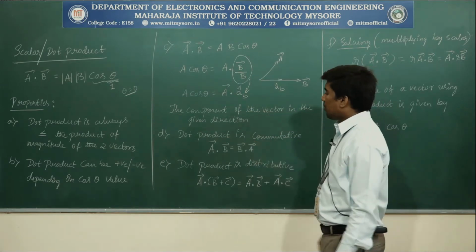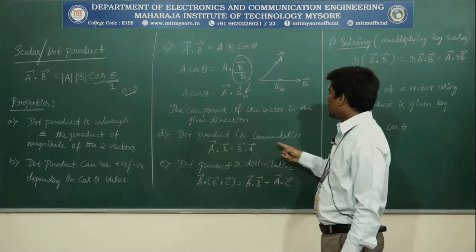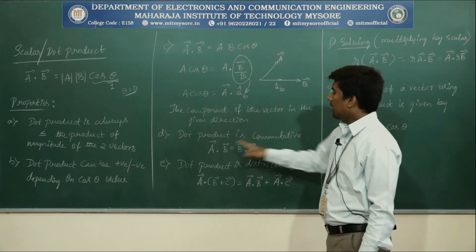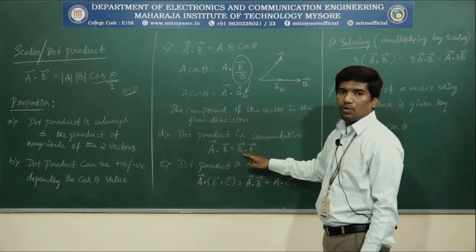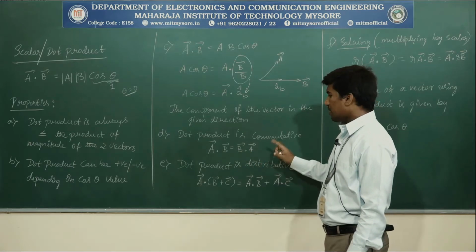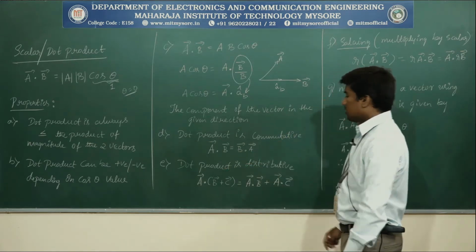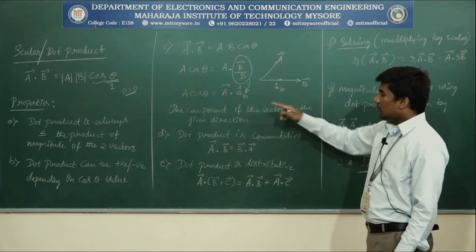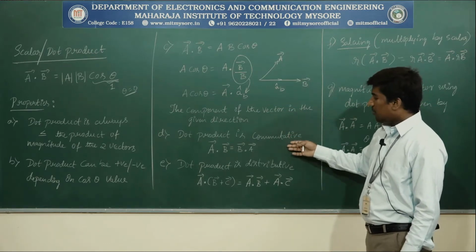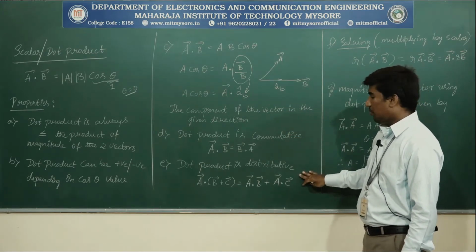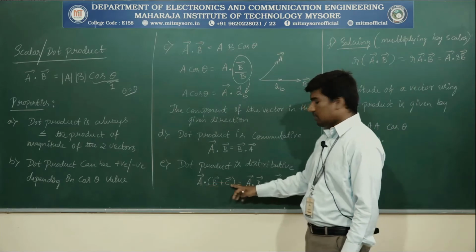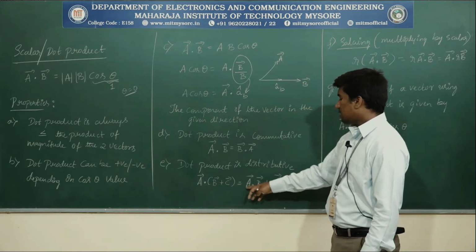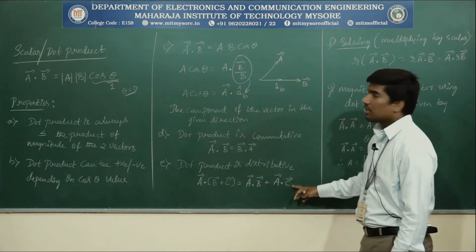Then coming to the fourth property, dot product is commutative. Commutative means A dot B is equal to B dot A. Then dot product is distributive. This dot product obeys both the commutative property as well as the distributive property. A dot (B plus C) can be written as A dot B plus A dot C.